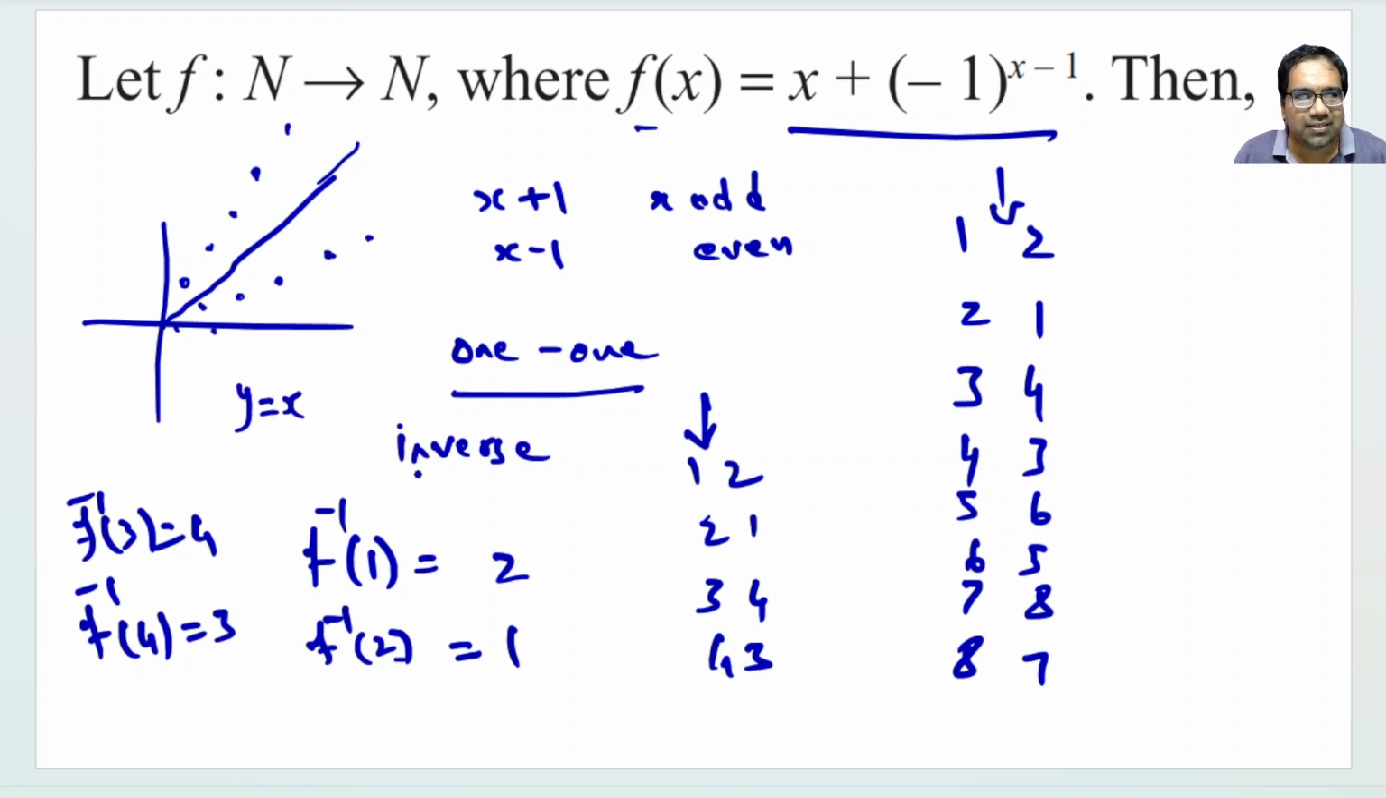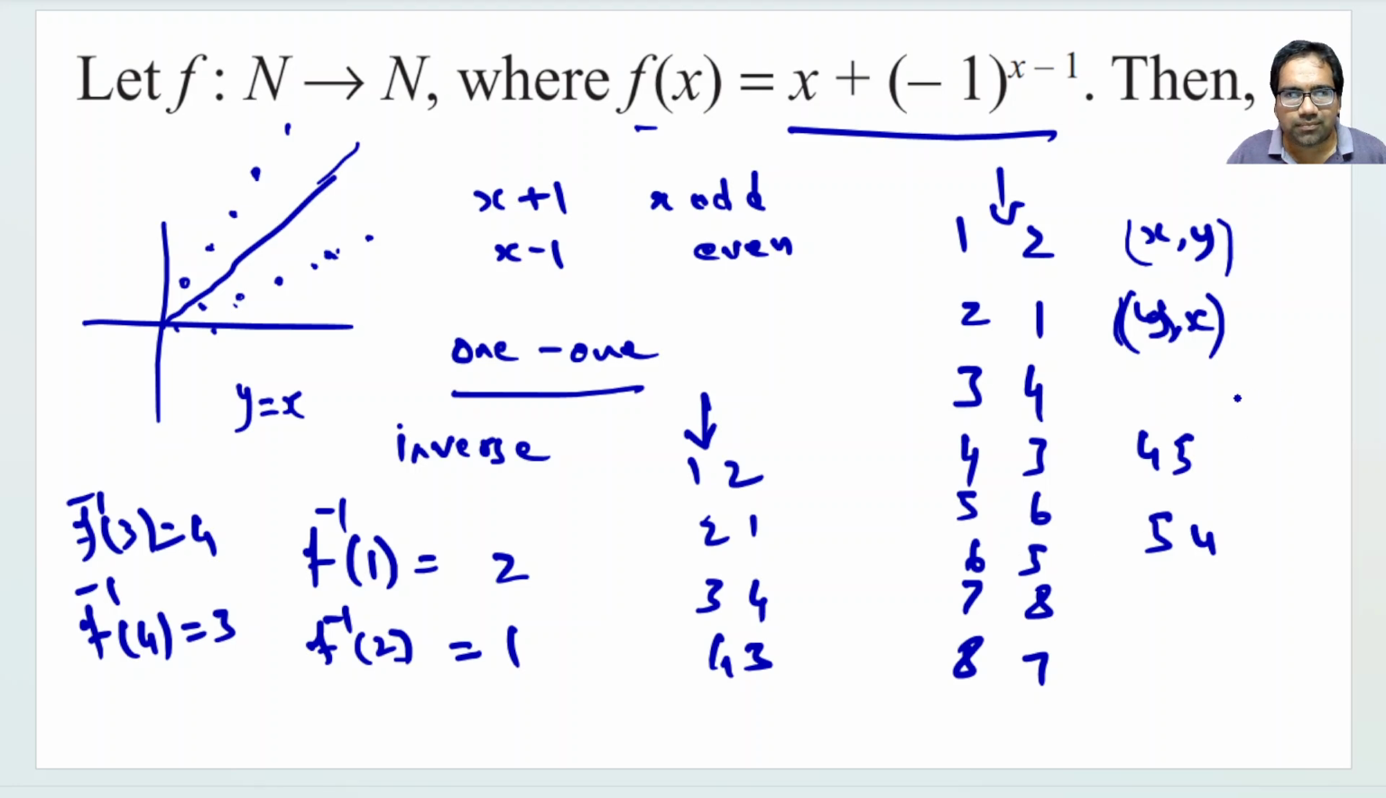Whenever there is an inverse, the graph of the inverse of this function should be symmetrical with the line y equal to x. Here the points of this function themselves are symmetric with this line, so obviously the inverse is also the same function. All the points: if (x, y) are there in this graph, (y, x) is also there. If 5, 6 is there, then 6, 5 is also there. If 3, 4 is there, then 4, 3 is also there.